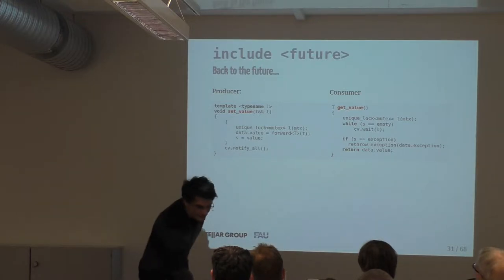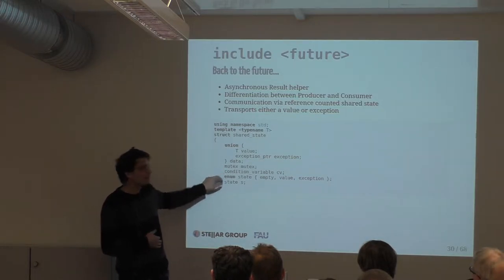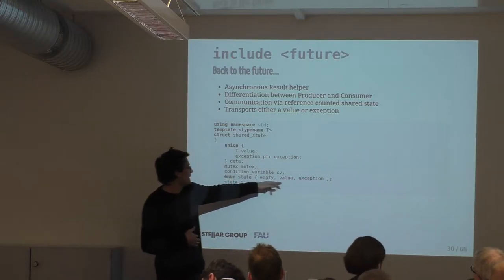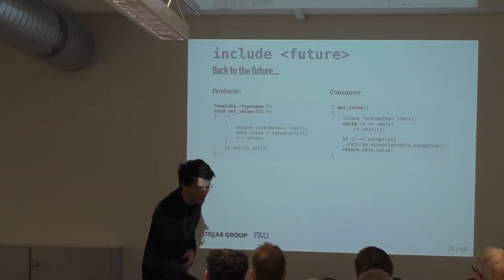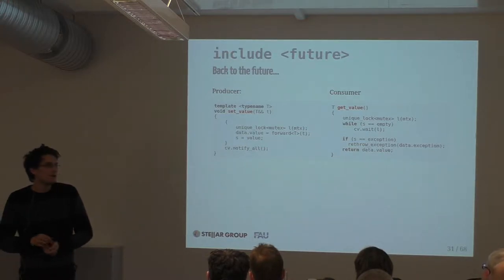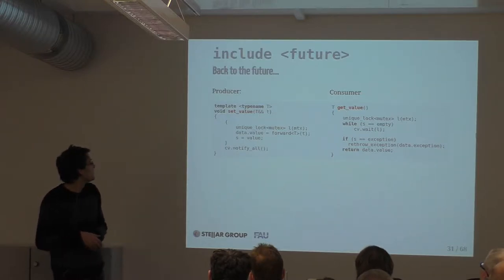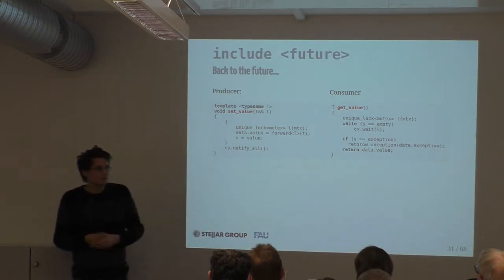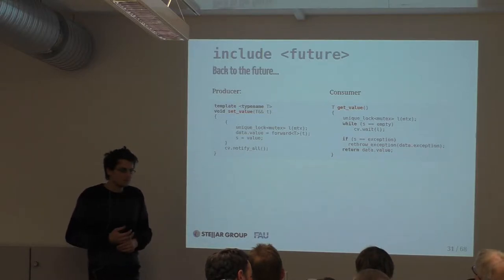You synchronize with a mutex and a condition variable, and you signal empty, value, or exception with a very simple enum, right? And that's more or less all there is to implement such a future mechanism, where you have set value and get value. You obviously also want to have set exception if an exception occurred, to transport the exception, right?